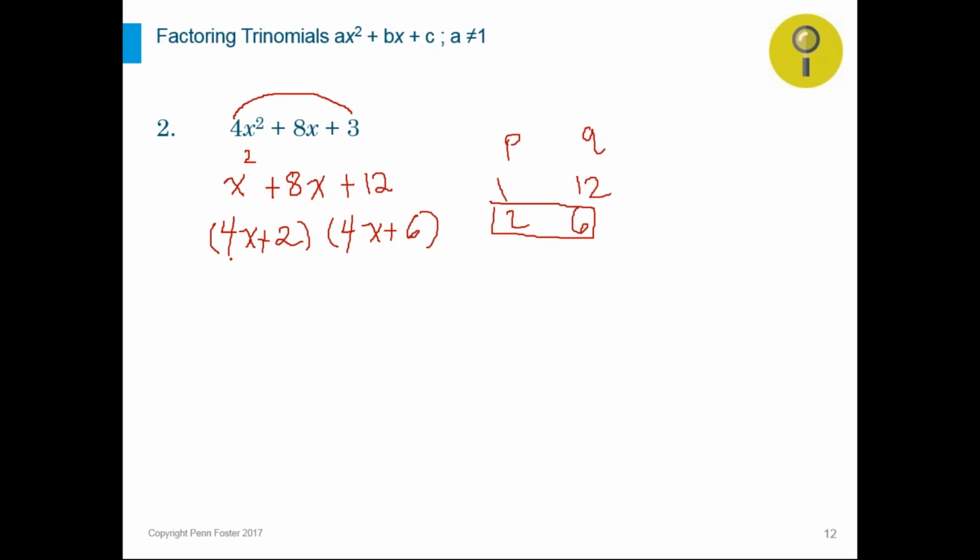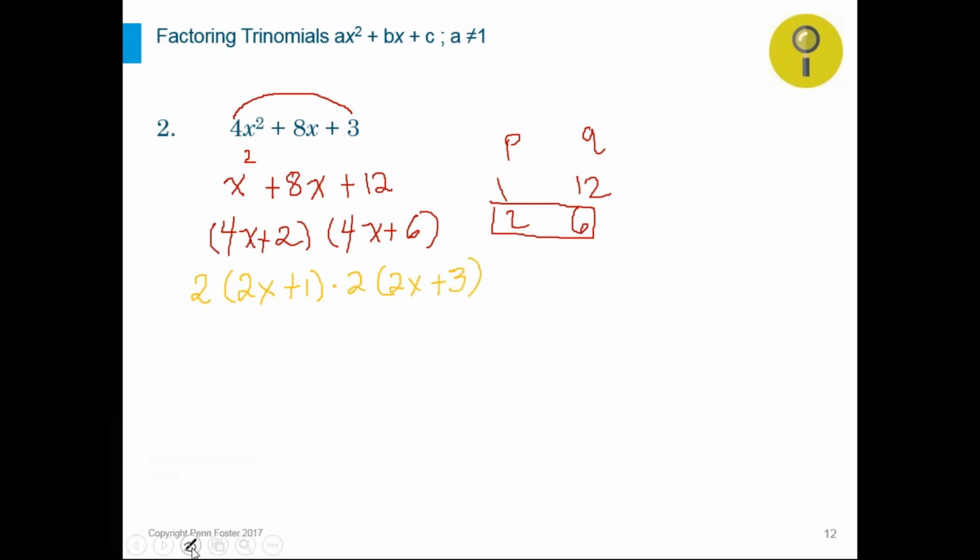Next, factor out the greatest common factor from each binomial if possible. I have a 4 and a 2. The common factor between 4 and 2 is a 2. Take that out. 2 times, so divide. 4x over 2 is 2x. 2 over 2 is 1. Times 4 and 6. The greatest common factor is another 2. 4 over 2 is 2x plus 3.